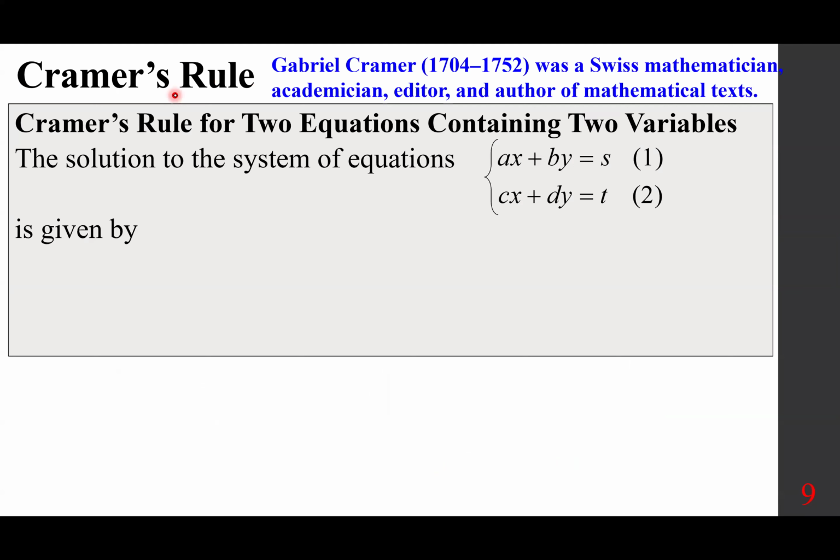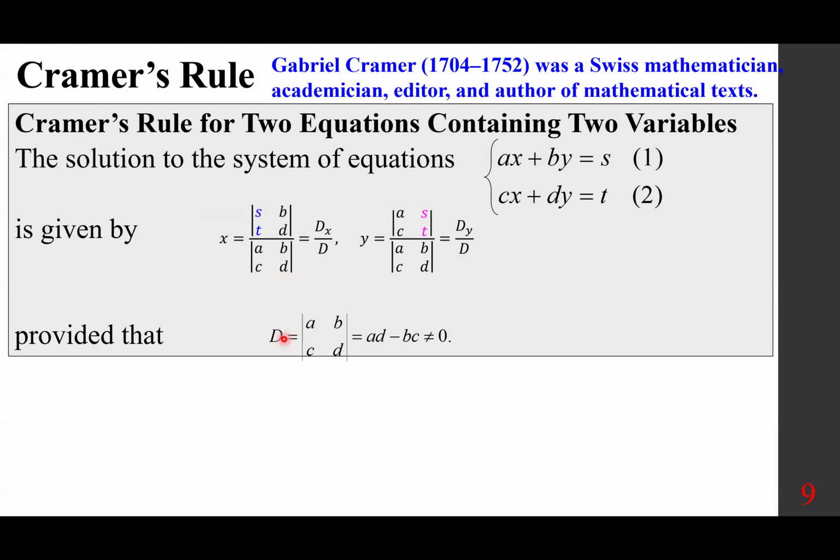Cramer's rule. Gabriel Cramer, 1704 to 1750, was a Swiss mathematician and has a lot of text. So Cramer's rule for two equations containing two variables. The solution to the system of equations. Here's what we have: ax plus by equals s, cx plus dy equals t. We call this the first equation. This one is the second equation, is given by the following, of course, if the bottom is not 0.